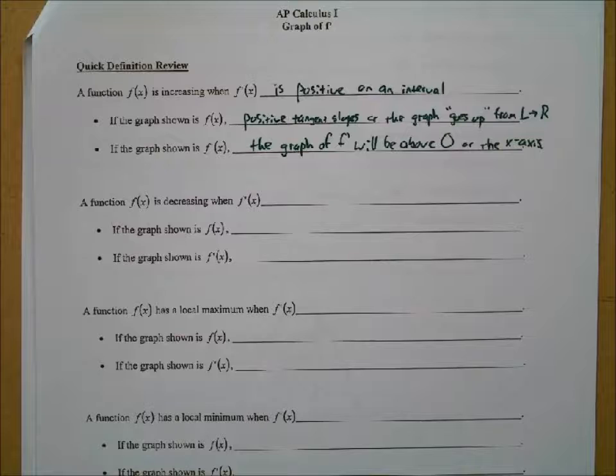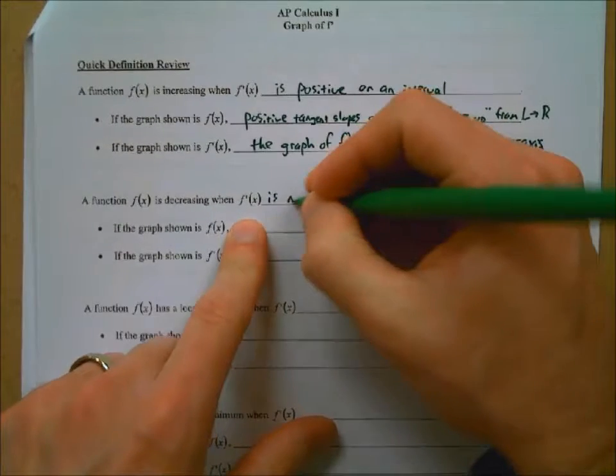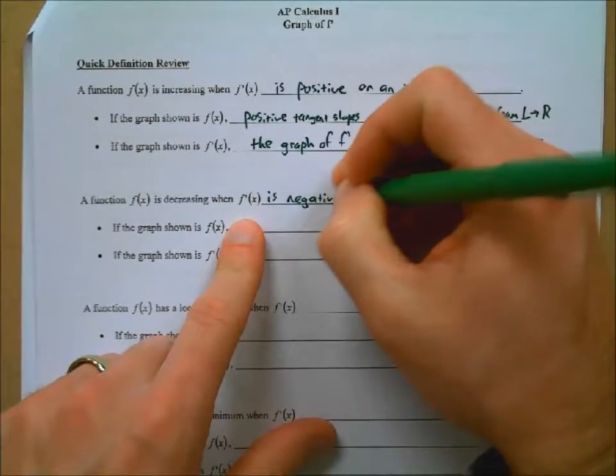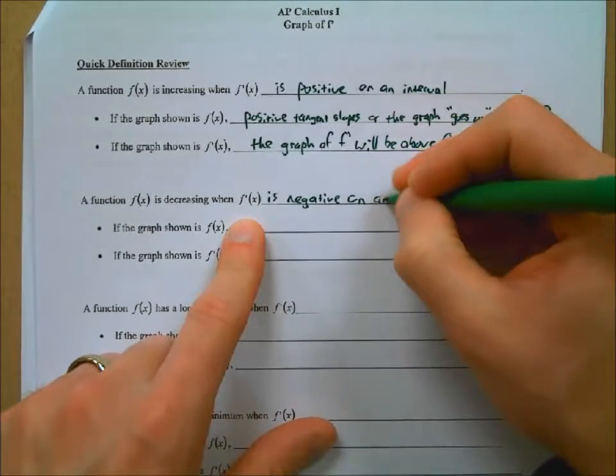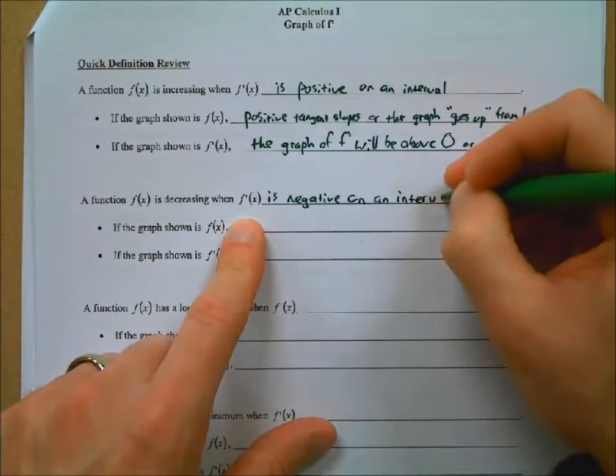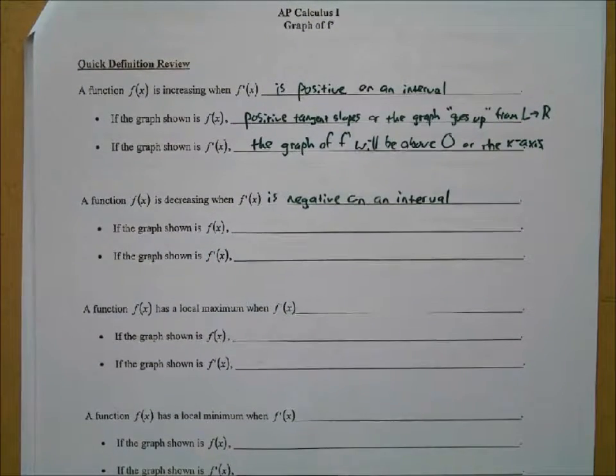Next thing, a function f of x is decreasing when f prime of x is negative on an interval. That's why we use that first derivative test, and use the first derivative to determine when a function is increasing or decreasing. So f is decreasing when f prime is negative, those negative slopes. If we are given the graph of f, what does decreasing look like? Negative tangent slopes, or the graph goes down from left to right.